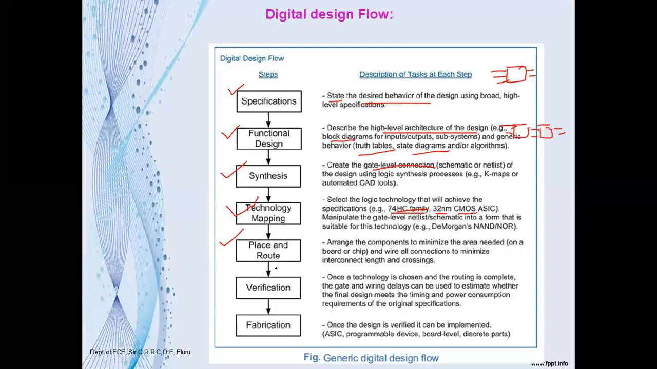And once you are done with the place and route, you will have the verification. Here the verification is also done with the simulation, with the simulation in HDL. In classical design, we will use other devices, a breadboard. So we will verify the functionality of the circuit. After placing the components and connecting the components, we will verify the functionality of that digital system, once you have the desired output, the expected output.